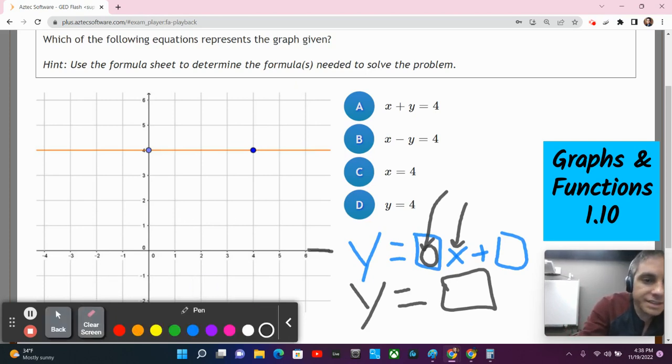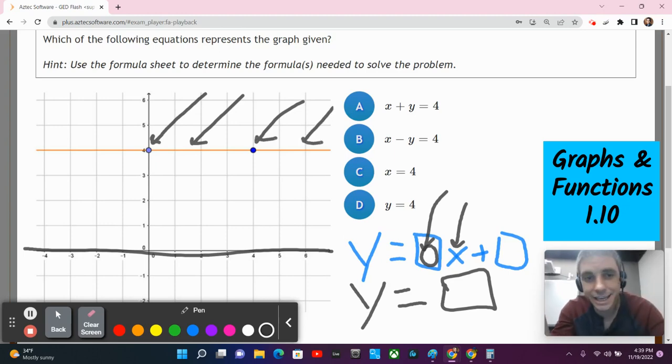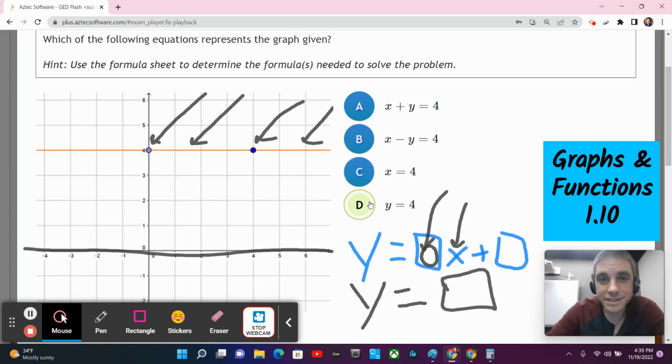No matter what the x number is, y is always at a height of 4. You see? 4 there, 4 there, 4 there, 4 everywhere. Anywhere along that line, y is equal to 4. So y equals 4 is the appropriate equation for that line.